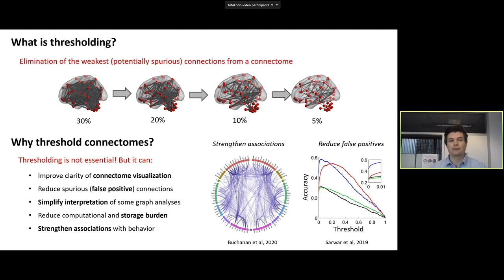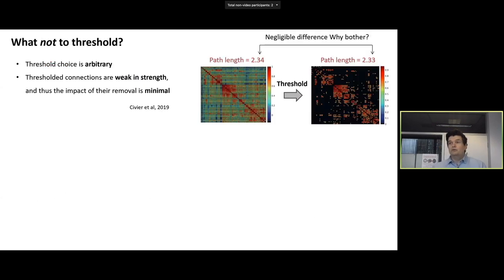It's important to emphasize that thresholding is not essential, but it can help in terms of improving connectome visualization, reducing false positives so that the weakest connections are more likely to be the connections that are spurious. It can simplify the interpretation and computation of some graph analyses, particularly when we're computing null networks. For high dimensional networks, so when we're mapping networks at the level of vertices or voxels, it can reduce storage burden. And finally, some recent work by Buchanan and colleagues has shown that thresholding can in fact strengthen associations with age and behavior.